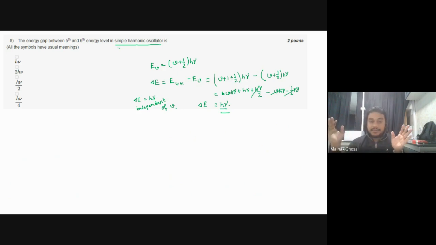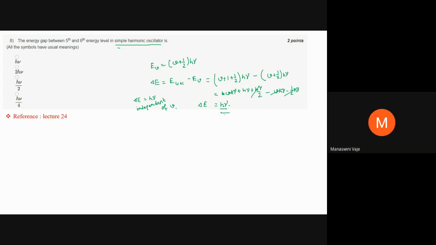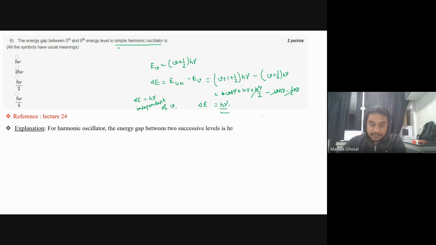Whatever be the level, be it 1000, 10,000, whatever be the level, for a simple harmonic oscillator model, always the energy difference between two states is h nu. So what will be the gap between fifth and sixth level? It will always be h nu. Okay. So for harmonic oscillator, the energy gap between two successive levels is h nu. Got it? Yes.